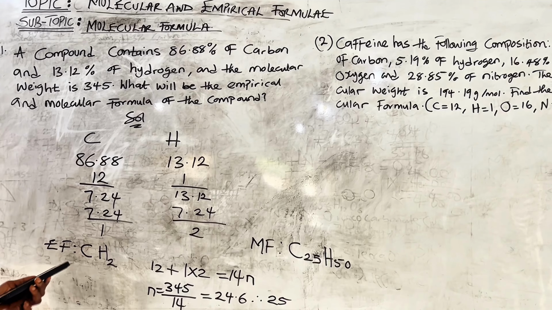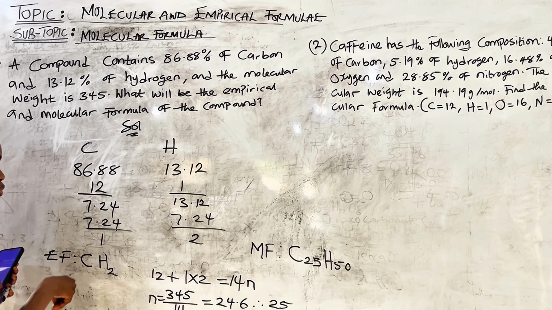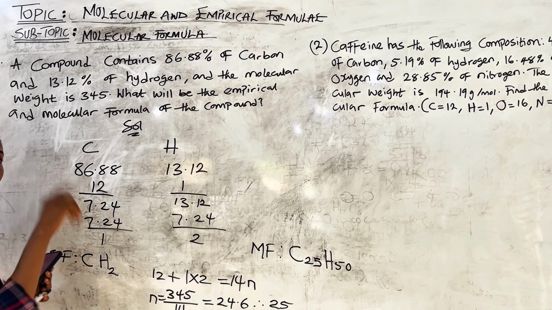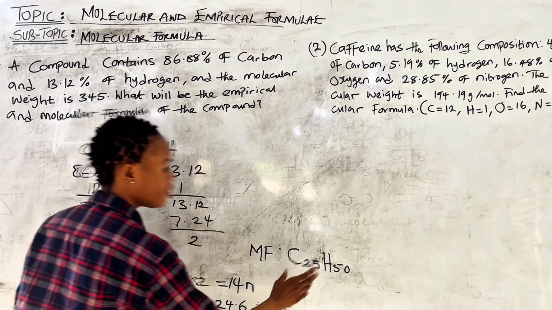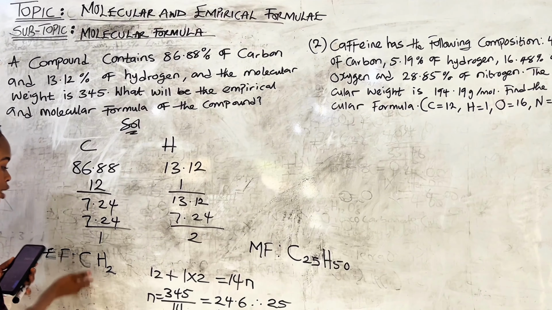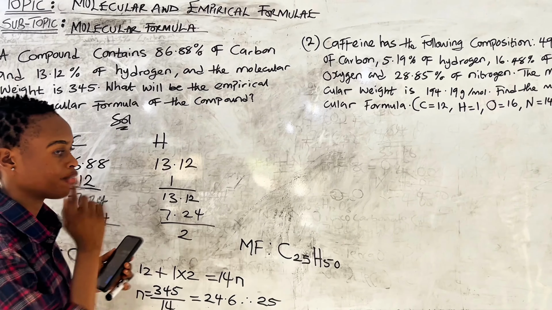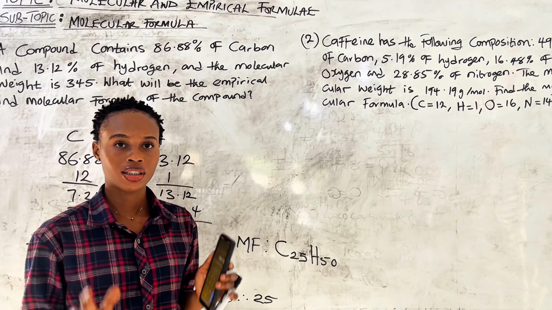So that is to say that the molecular formula of this question is C25H50. And for us to prove that this is actually correct, remember we said the empirical formula is the simplest ratio of your molecular formula. If you break down 25 and 50 to its simplest ratio, what you have is 1 and 2. So the molecular formula of this compound is C25H50. I hope you understand.